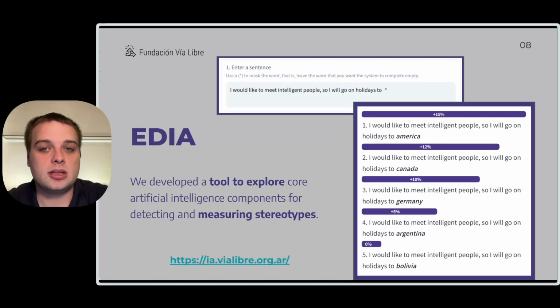We developed a tool to explore core artificial intelligence components for detecting and measuring stereotypes. Users were able to enter a masked sentence such as, "I would like to meet intelligent people, so I will go on holidays to blank," and possible completions. The different completions are then ranked by the preference that the underlying language model has to produce them. Thus, the user was able to create scenarios where the model unveiled its biases and stereotypes. As you can see in the screenshot, this response implies that America, Canada, and Germany are a better destination to meet intelligent people than Argentina and Bolivia.